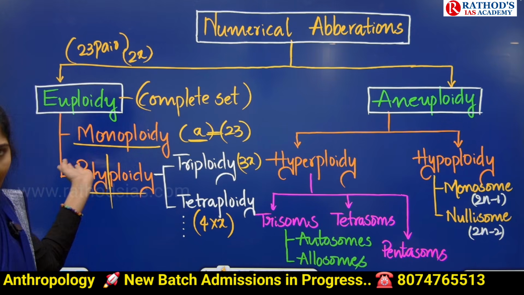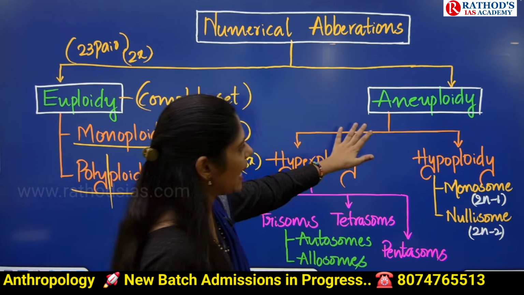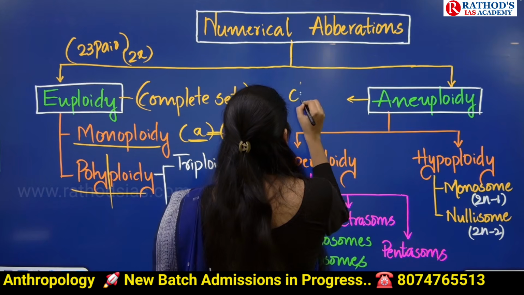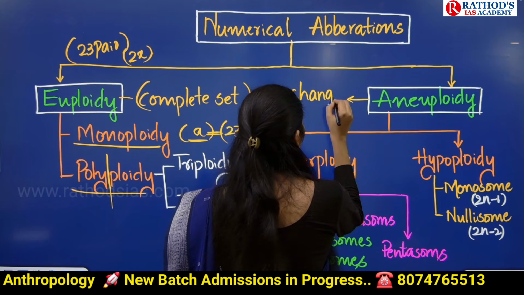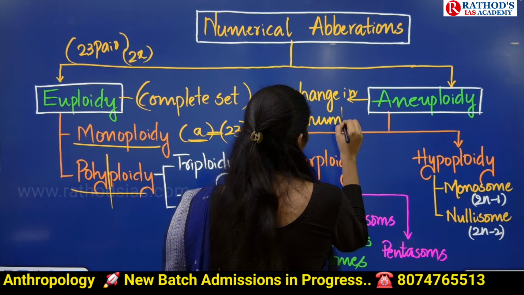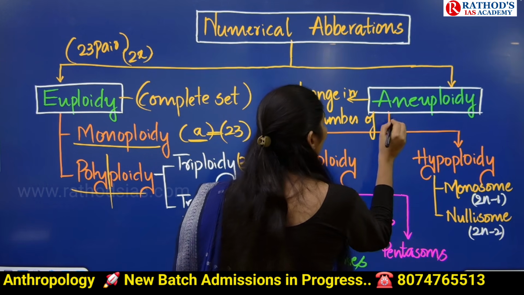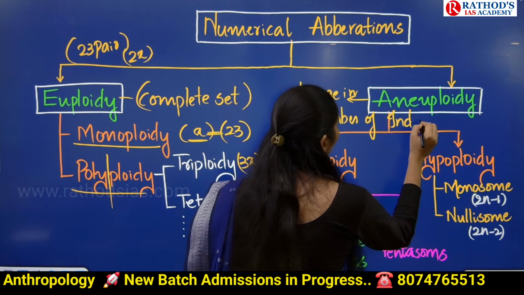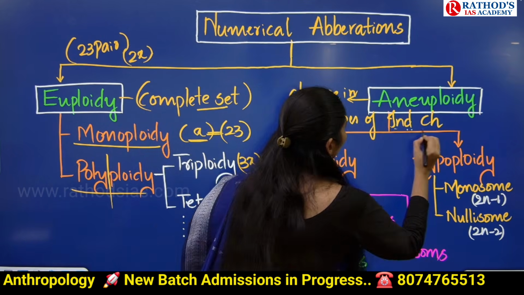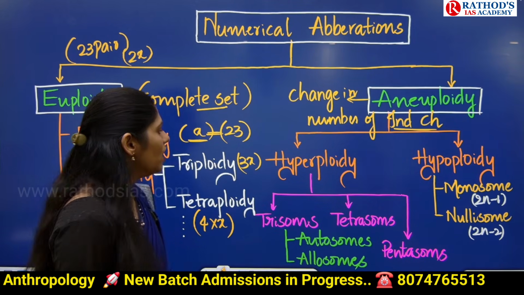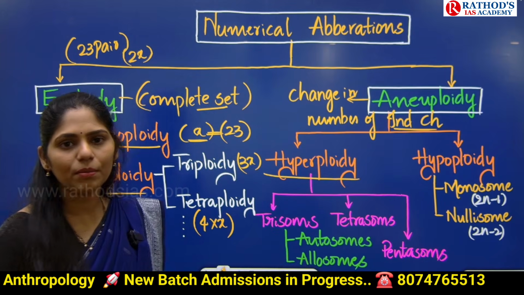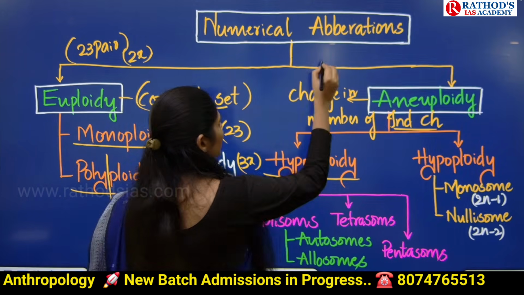This is one type, and the second type is aneuploidy. Aneuploidy is nothing but a change in the number of individual chromosomes. Before we discussed the complete set, here it is about individual chromosomes. So here we have hyperploidy. What is the normal number of chromosomes we have? 46.